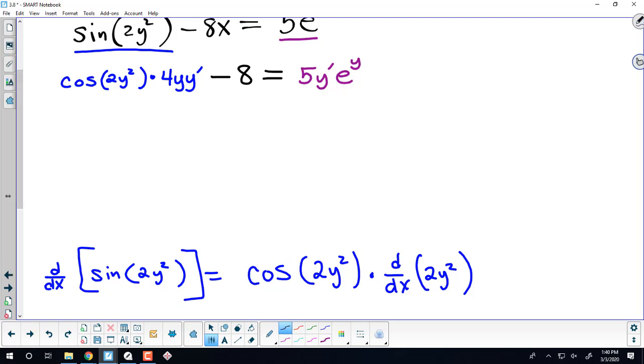We have two terms in blue and purple that both involve a y prime. We need those on the same side. It doesn't matter which side you put them on. If someone puts it on the right versus the left, your answers will be the same, they'll just look different, off by a negative. So let's say on this side we have cosine of the quantity 2y squared times 4y prime, and we're subtracting 5y prime e to the y, which means we need to put the 8 on the other side.